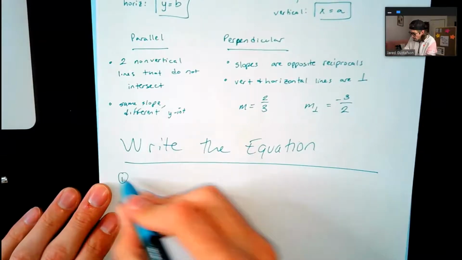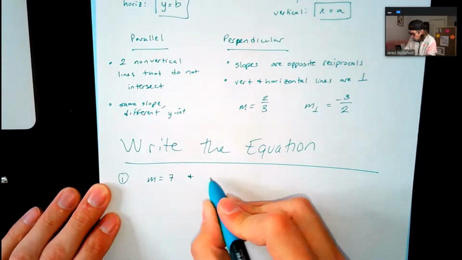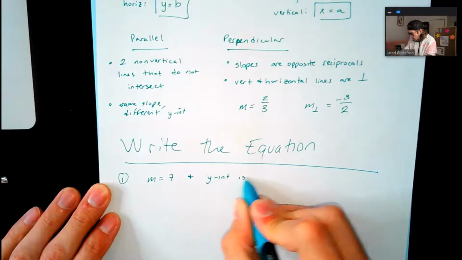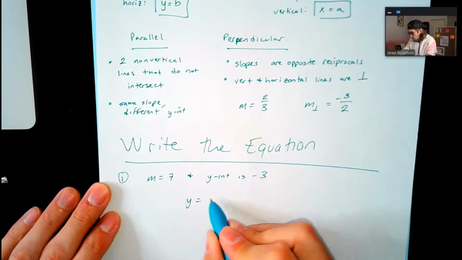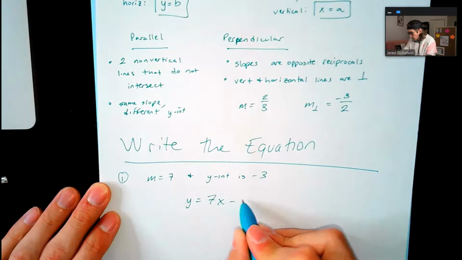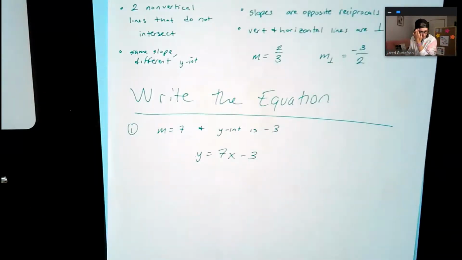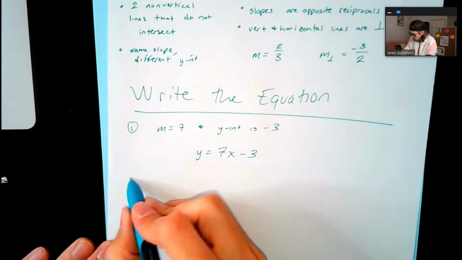If I were to tell you that m equals 7 and the y-intercept is -3, my hope is that you jump right to y equals 7x minus 3. Let's look at the next one.